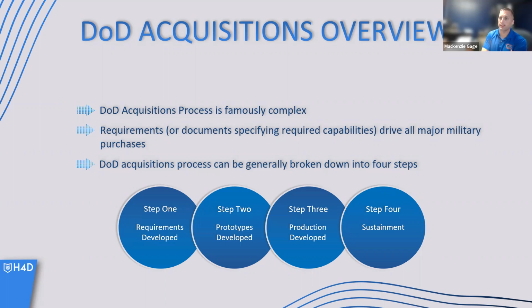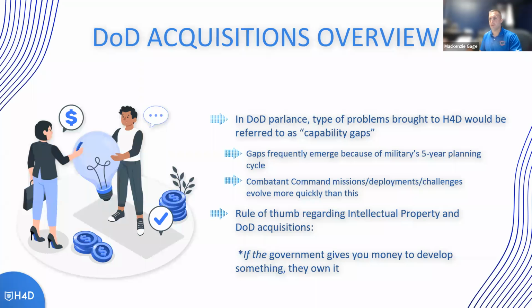All right, now that you've looked at that, really that whole thing can be broken down and simplified into requirements get developed, prototypes get developed, production occurs, and then the item is sustained throughout its life cycle. So in DoD parlance, if you're working on a problem, it's a capability gap. It's something that we don't necessarily have. They emerge because our planning cycle follows a 5-year method, the PPBE cycle. And so essentially we're trying to predict the future. What are we going to need 5 years from now?